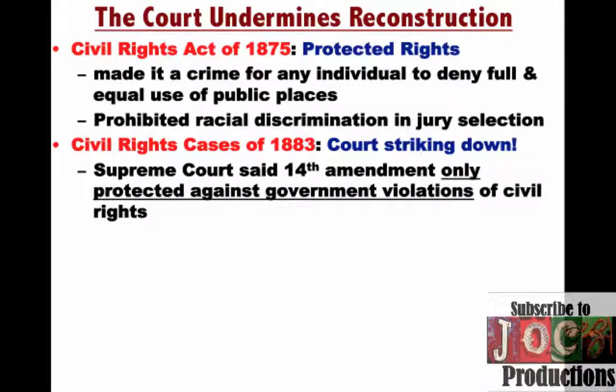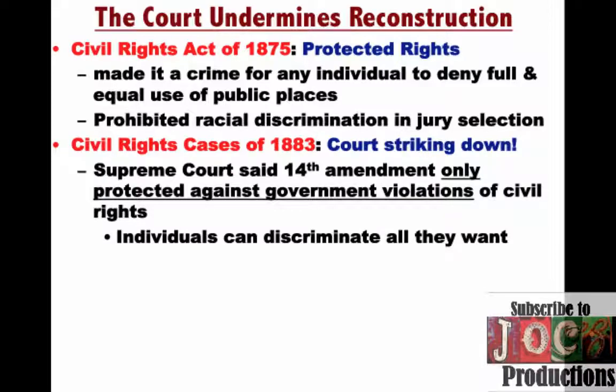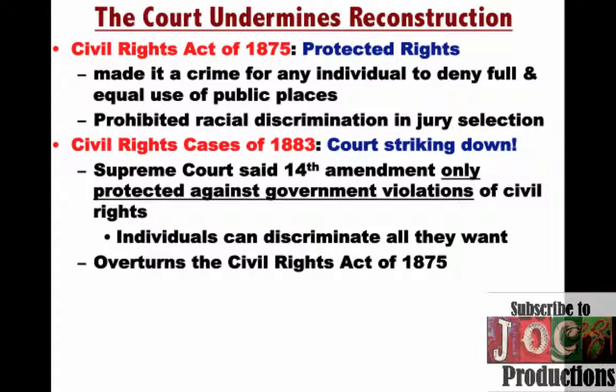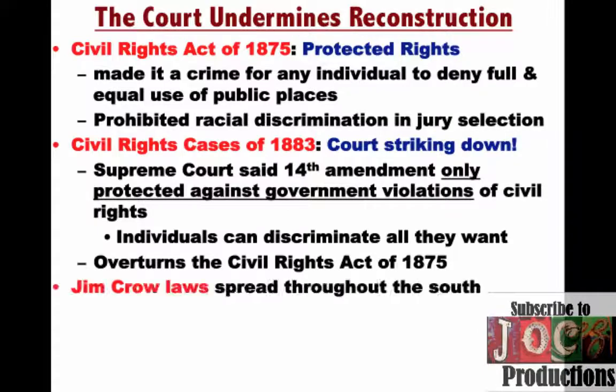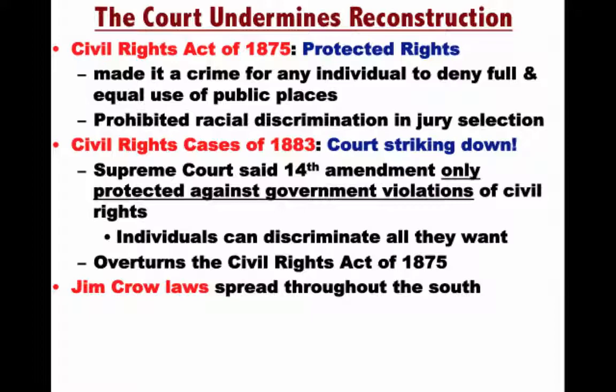In these cases, the Supreme Court says the 14th Amendment only protected against government violations of civil rights. Translation: individuals can discriminate all they want. So if railroad companies or hotels or other businesses would like to discriminate, they have the right to do so. Therefore, the Civil Rights Act of 1875 is overturned. And what's important to keep in mind is as Reconstruction is abandoned, Jim Crow laws are going to spread throughout the South. And the court's decisions are going to support segregation laws throughout the South.